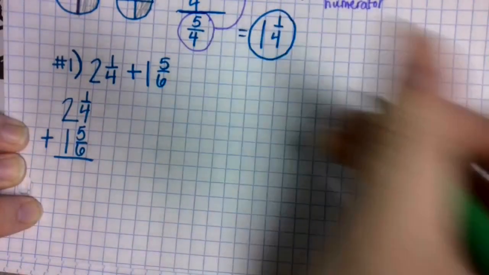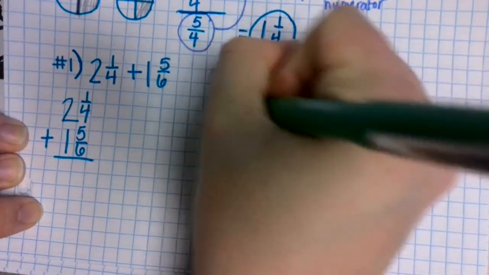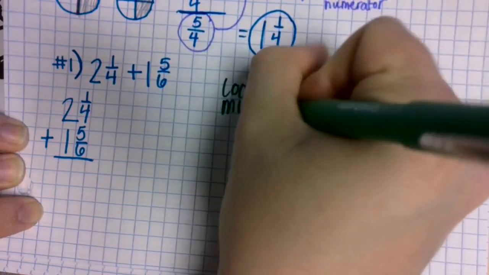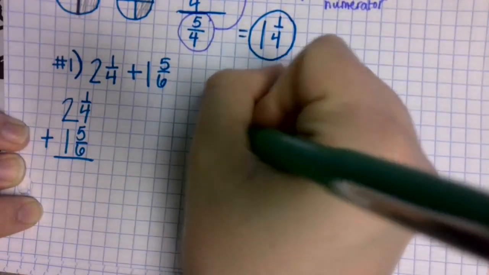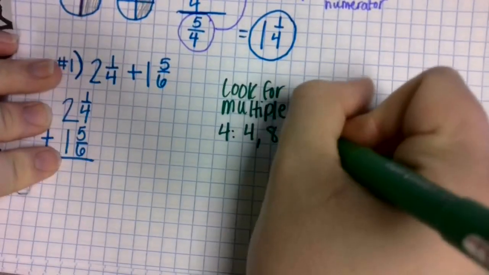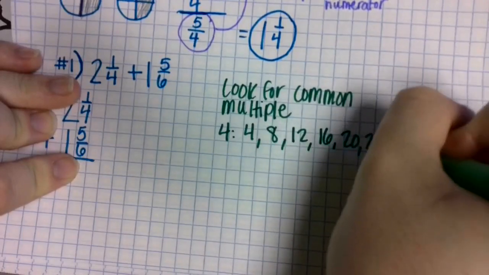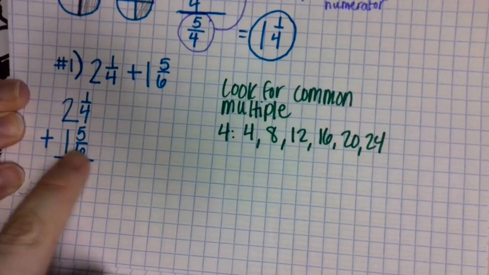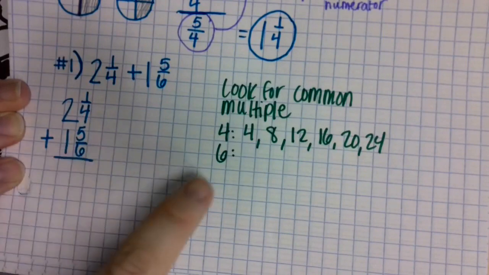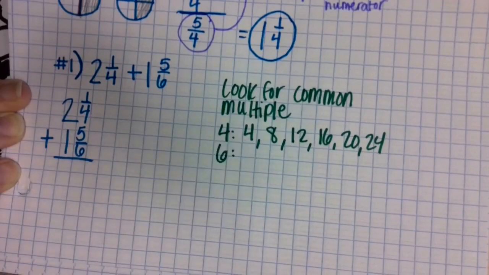So I'm finding a common multiple, which means I'm going to count by 4s: 4, 8, 12, 16, 20, 24. Okay, so I'm going to leave it there. Now I'm going to look for multiples of 6. When I hit a multiple of 6 that is also a multiple of 4, I'm going to stop.